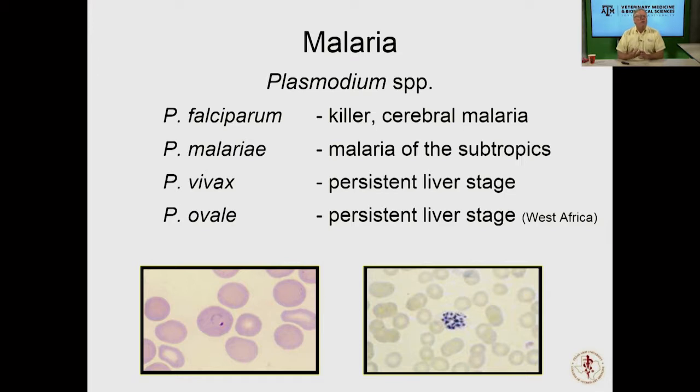None of those 4 affect the birds that I work with. Birds do get malaria, but it's species specific. It will only affect a certain species. So the malaria that affects humans only affects humans. The malaria that affects birds only affects birds.